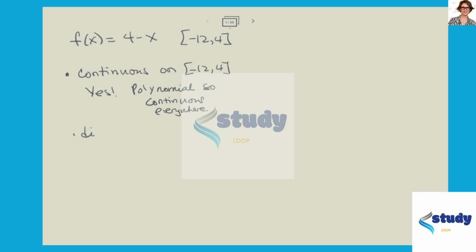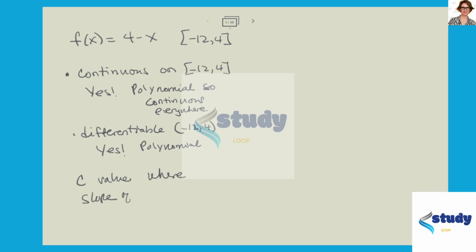Secondly, is it differentiable on the open interval? And that's yes, again, it's a polynomial. So since it can be applied, we know that there is a c value where the slope of the tangent line equals the slope of the secant line.